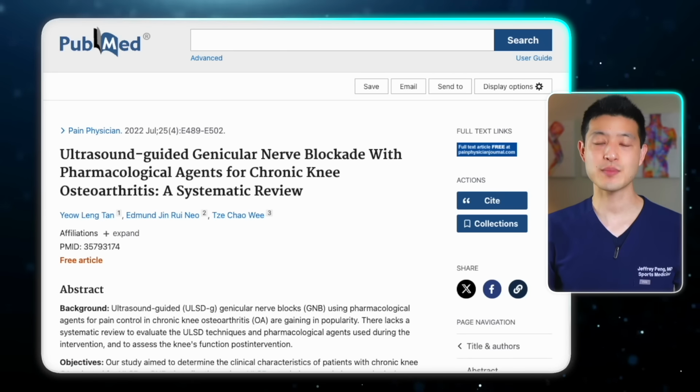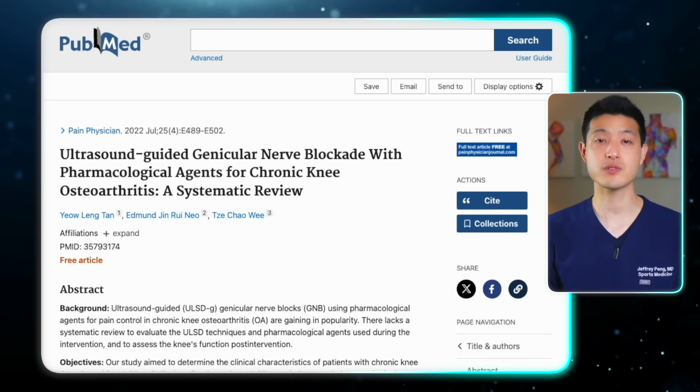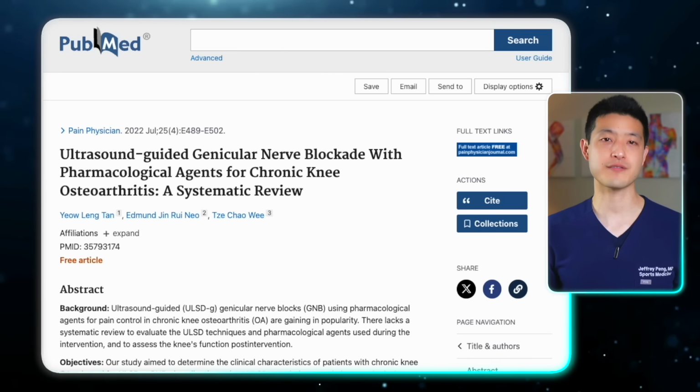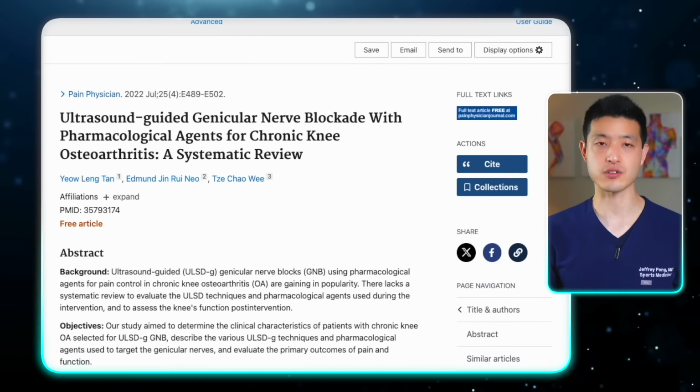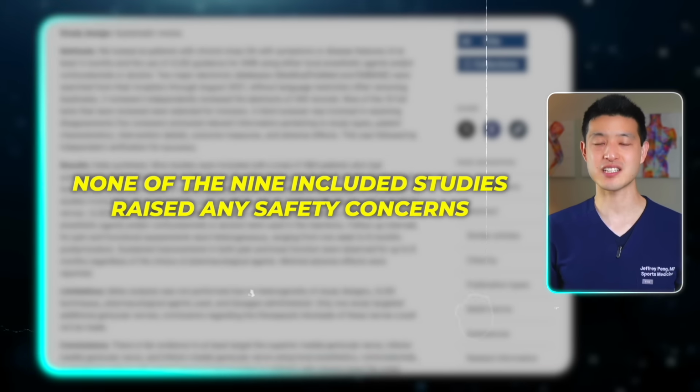Lastly, safety is really important when we talk about medical interventions. This systematic review not only found that genicular nerve blocks are effective in reducing pain and enhancing functional abilities, but that there were no adverse effects associated with the procedure. They report that none of the 9 included studies raised any safety concerns.